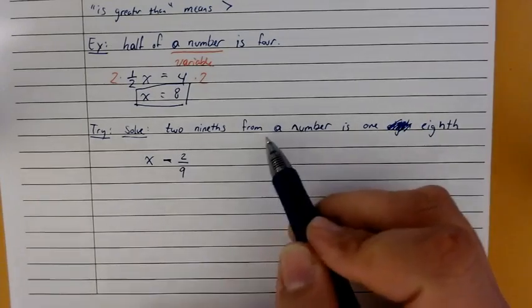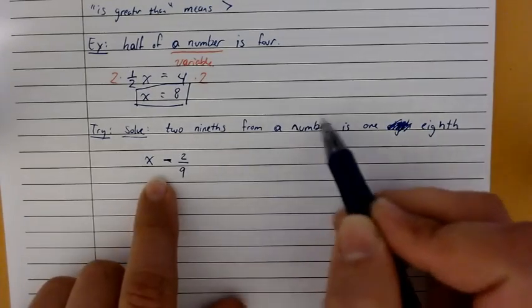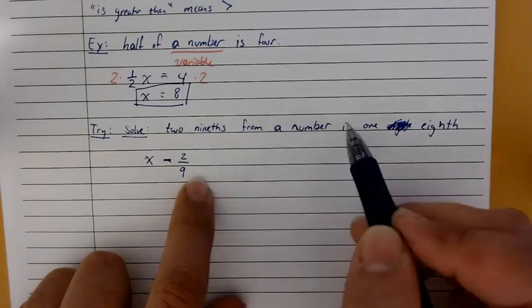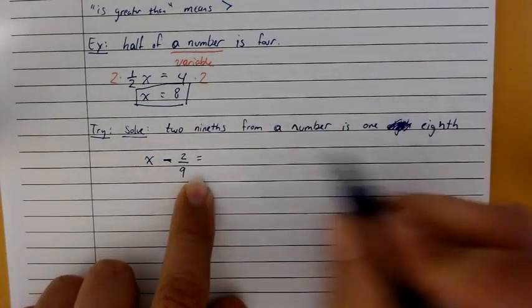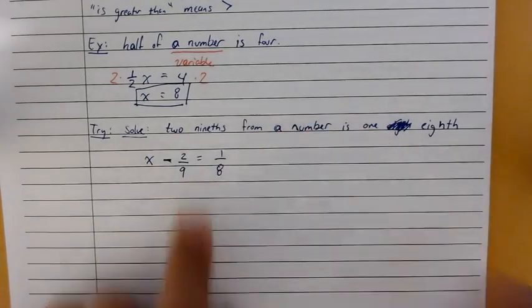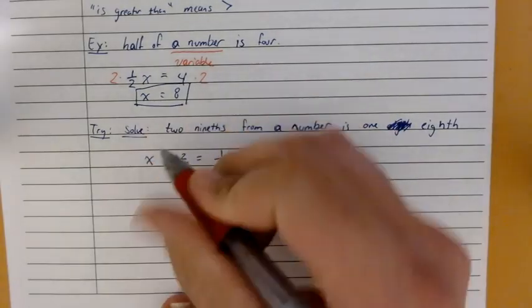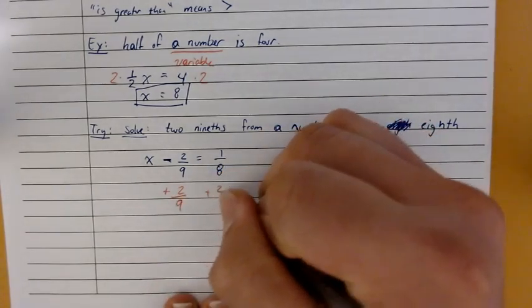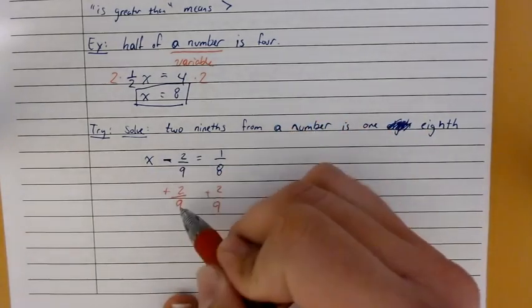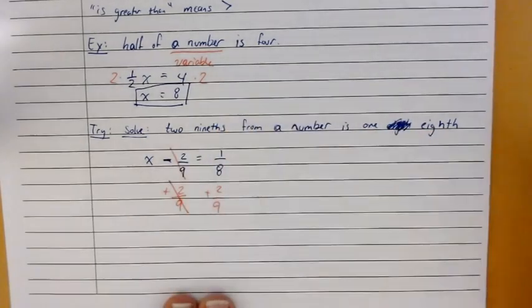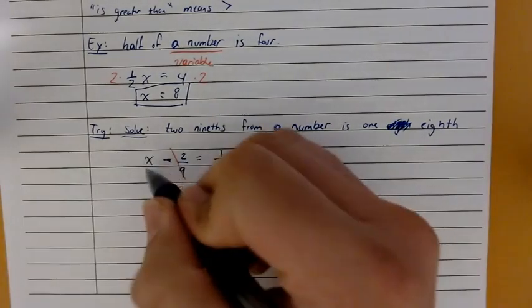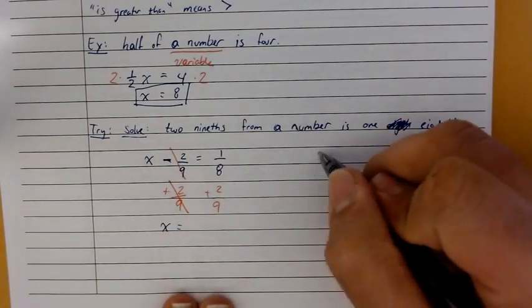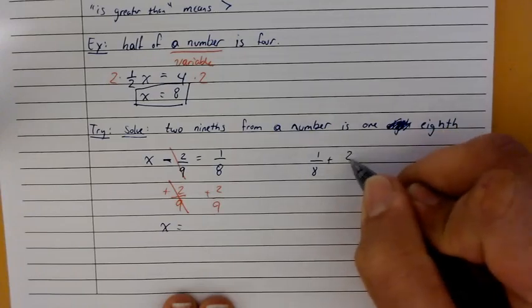So 2/9 subtracted from a number. You started with some number, and then you took away 2/9. That is going to give you 1/8. So now you can solve that by adding that 2/9 to both sides. Here, negative 2/9 plus 2/9, that's just going to give us 0. This is what we want. We don't want anything being added or subtracted here. We just want the X. Over here, we want to add these two together. That's going to be 1/8 plus 2/9.